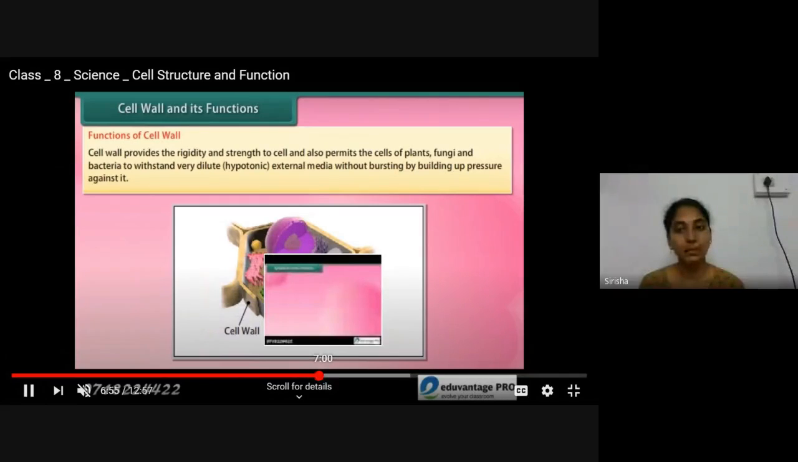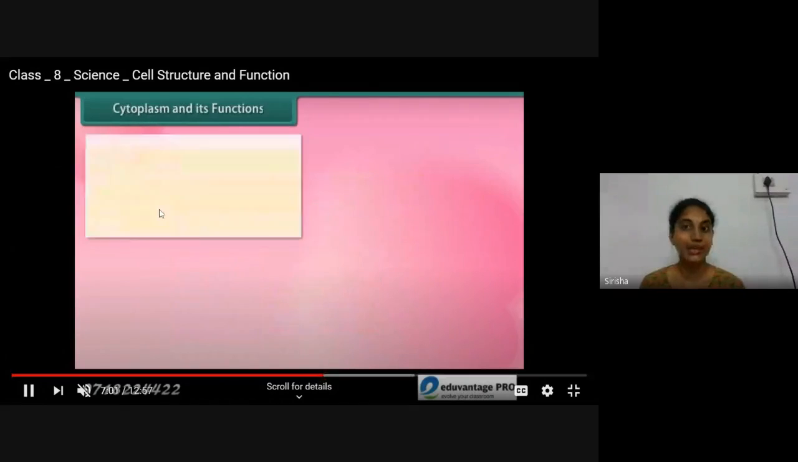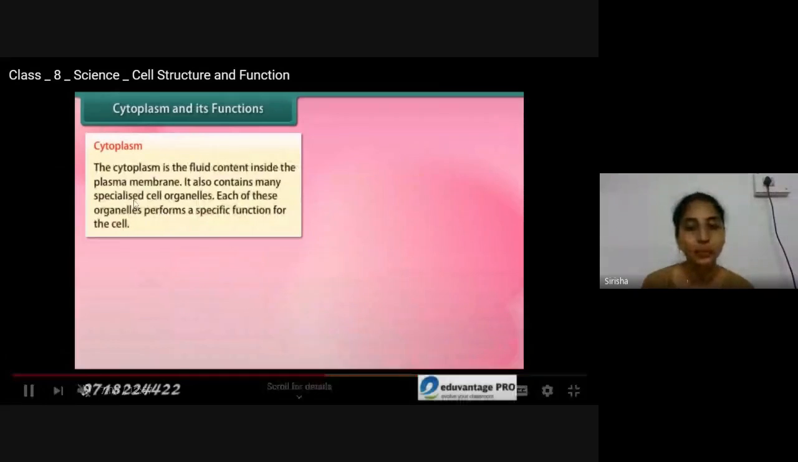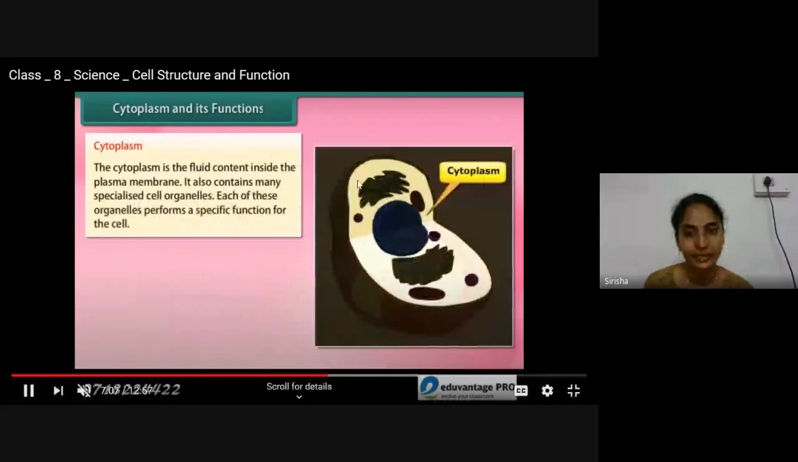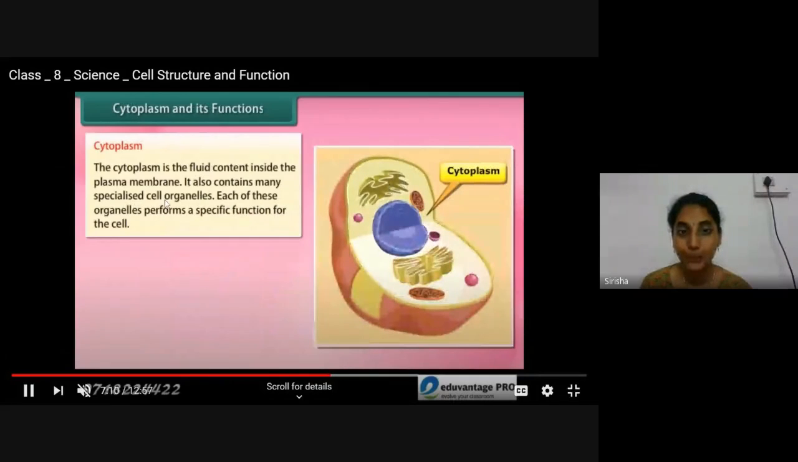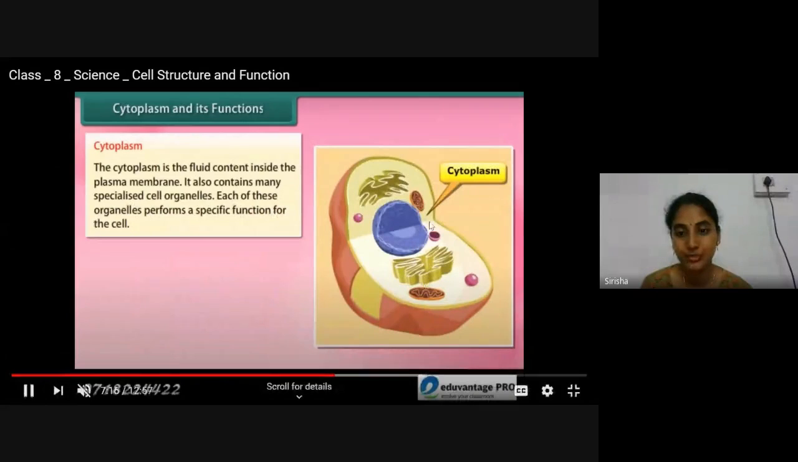Now we have seen the components of the cell till the plasma membrane, the cell membrane, and let us see the cytoplasm which is present inside the cell. The cytoplasm is the fluid content. See, this is the cell and this is the fluid jelly-like substance called cytoplasm. All the cell organelles are suspended in this cytoplasm.